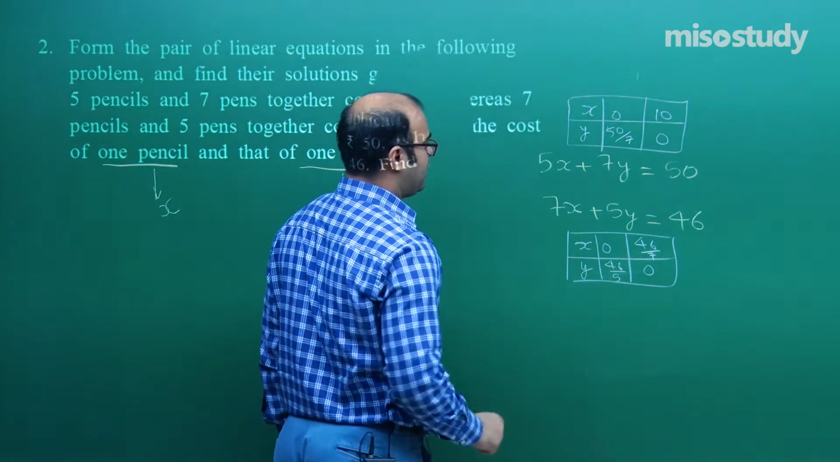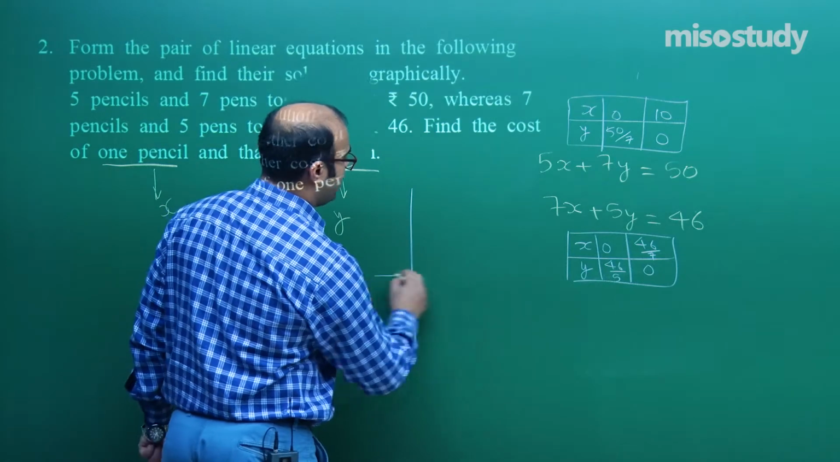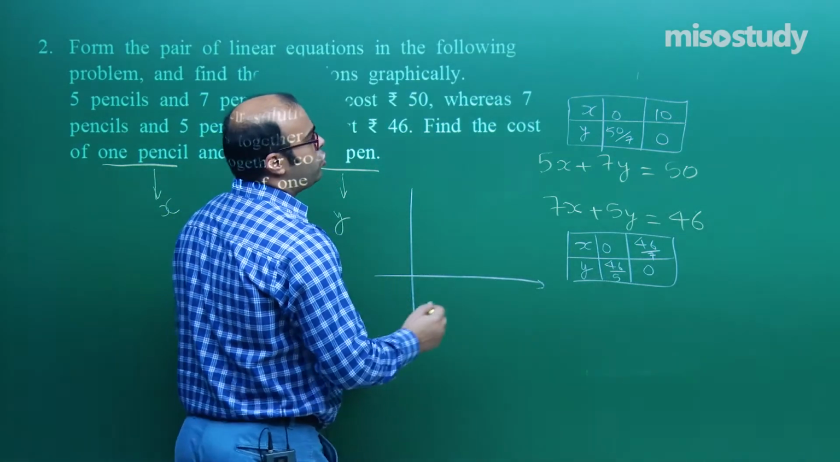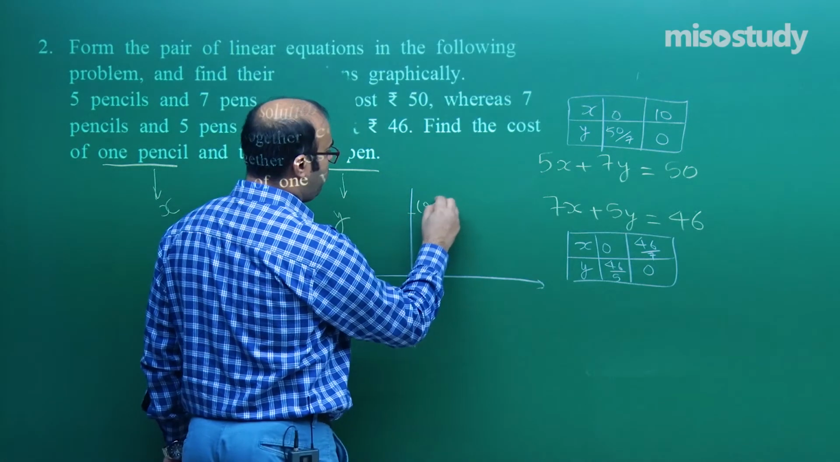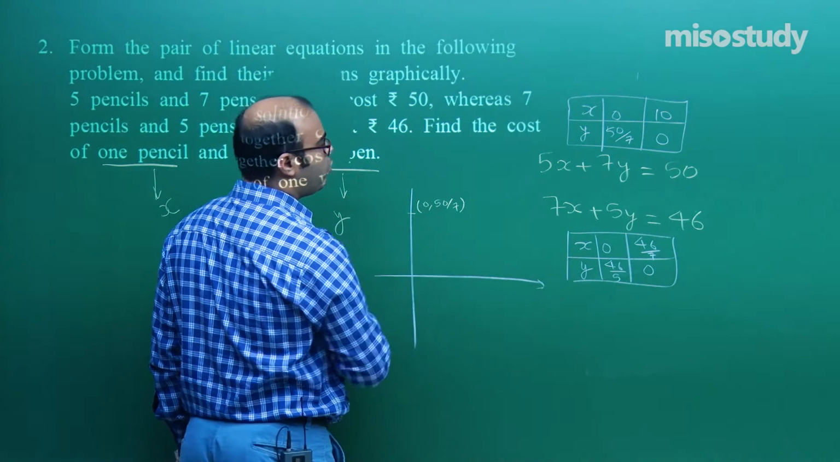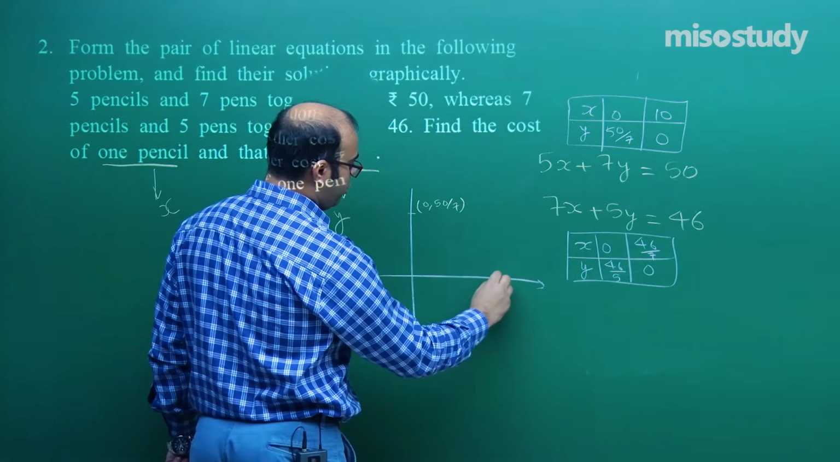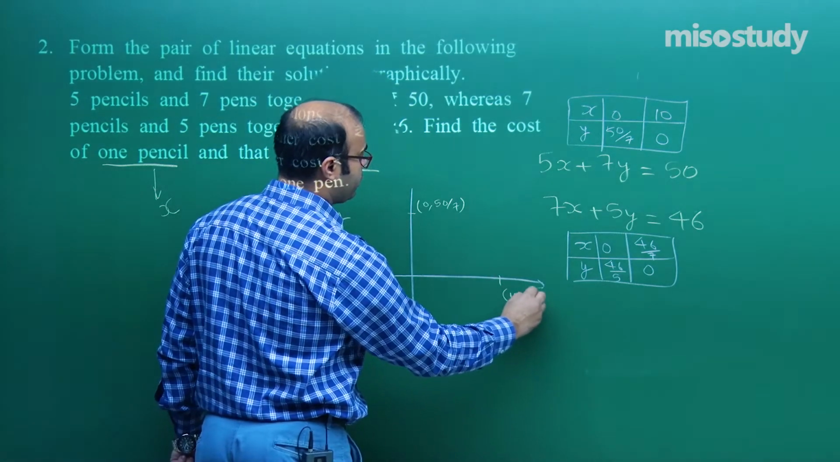So this is greater than 6. So if we want to plot it, let us plot. So here it is (0, 50/7). That is, this point is (0, 50/7), let us say, little more than 7, and (10, 0). Let us suppose this is the point.